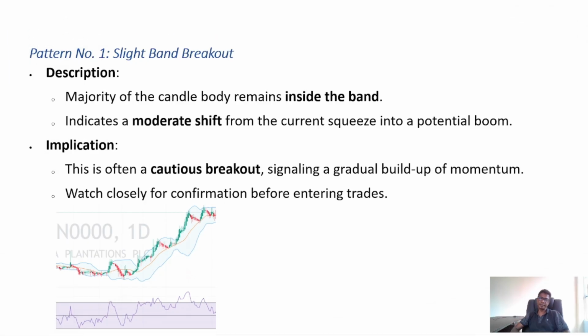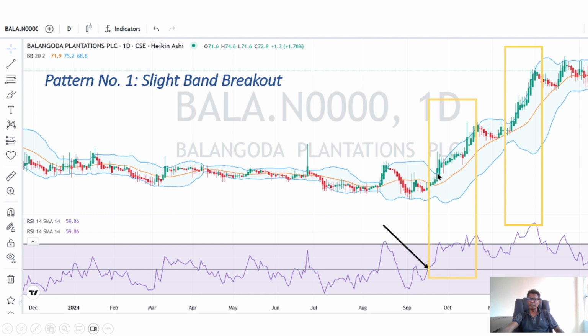Pattern number 1. It is slight band breakout. In a slight band breakout, the majority part of the candle body remains inside the band, indicating a moderate shift from the current squeeze into a potential boom. This is often a cautious breakout, signaling a gradual build-up of momentum. Watch closely and get a confirmation by these charts. At this point, a slight breakout, slowly going up. Now I think you have understood it. Now I am going to pattern number 2.